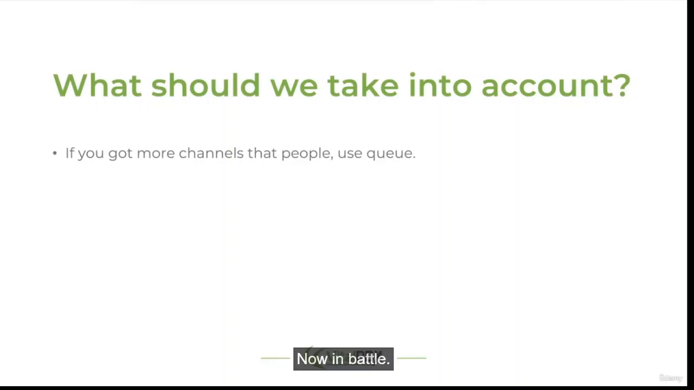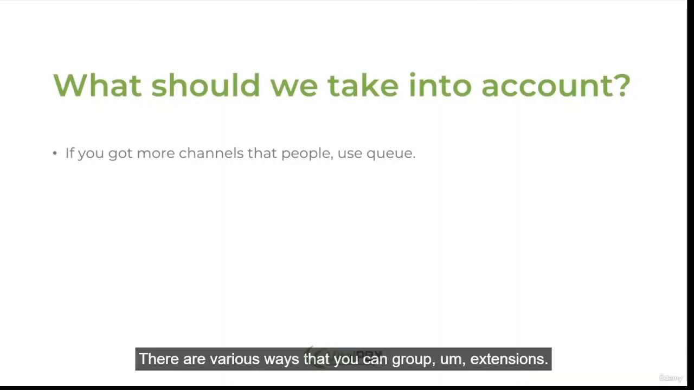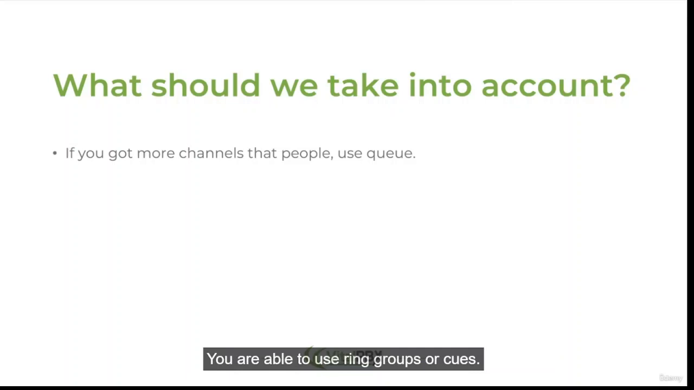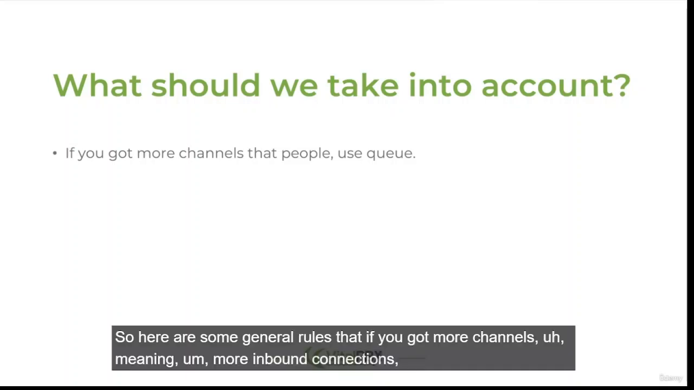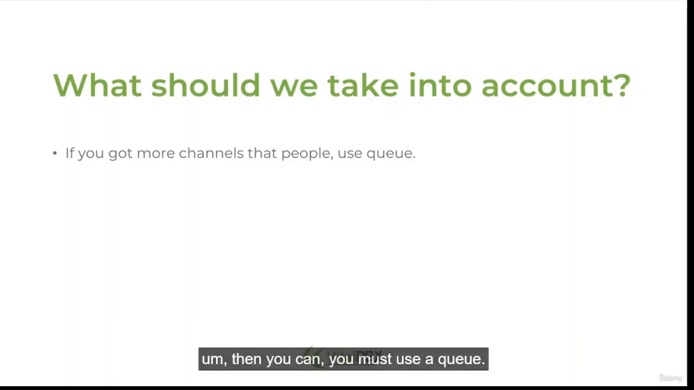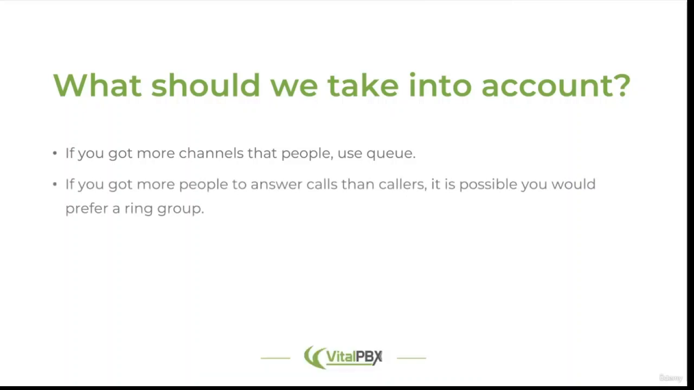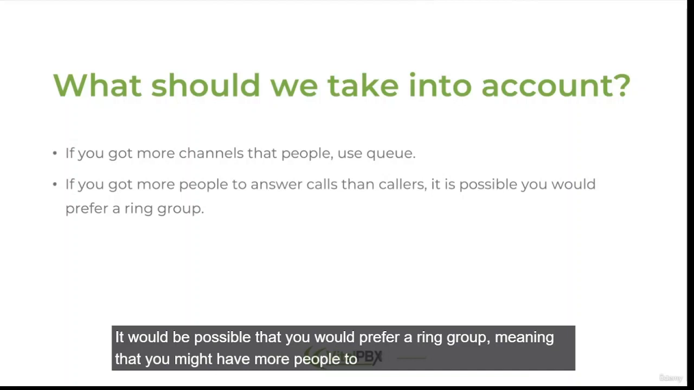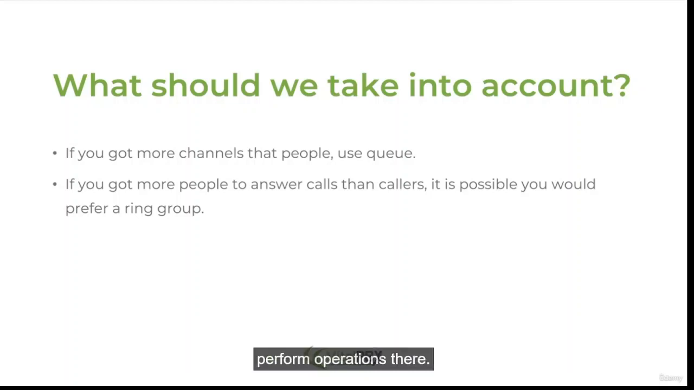Now, in Vital PBX, there are various ways that you can group extensions. You are able to use ring groups or queues. Here are some general rules: if you have more channels, meaning more inbound connections, then you must use a queue. If you have more people to answer the call than callers, you would possibly prefer a ring group, meaning that you might have more people to perform operations there.